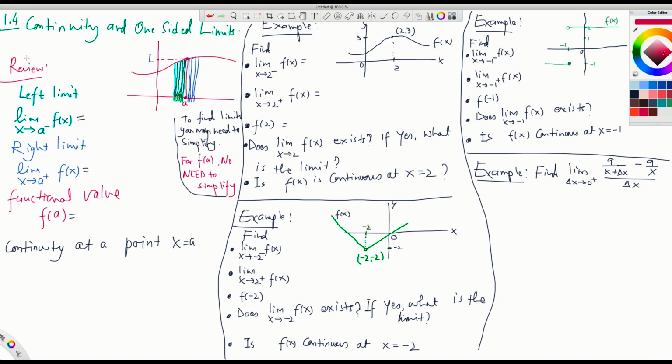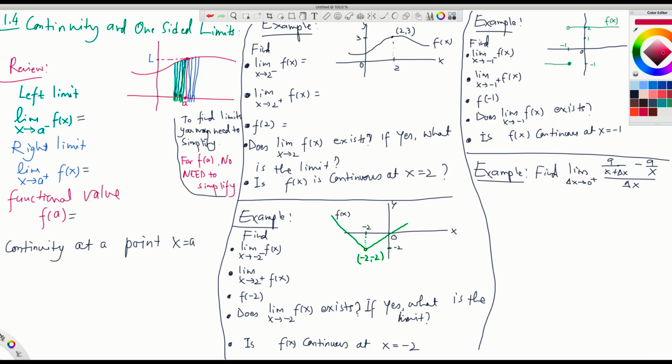Alright, in this video I'm going to talk about continuity of a function and one-sided limit. Do you remember that when I introduced the limit of a function, if you want to find the limit of a function at the point A, what you do is you look at the height of the function left to A, which is called the left limit, right? And height of the function right to A but very close to A is called the right limit.